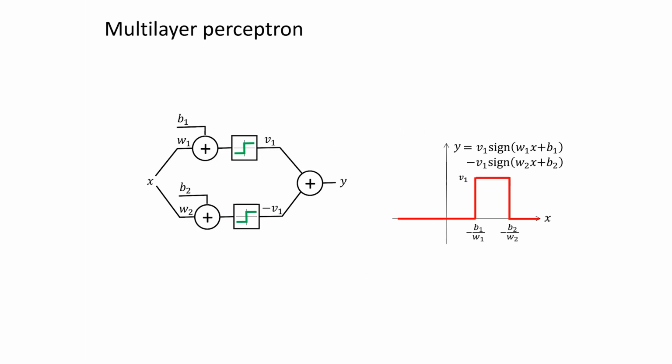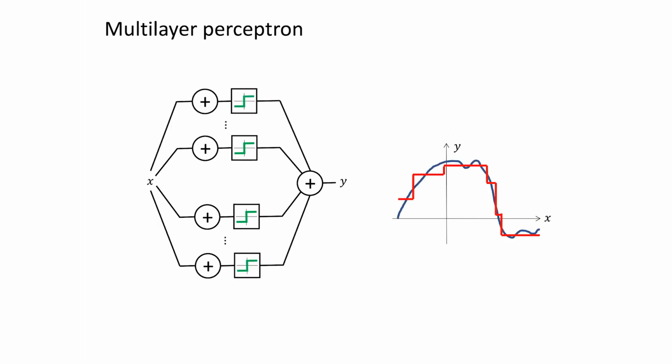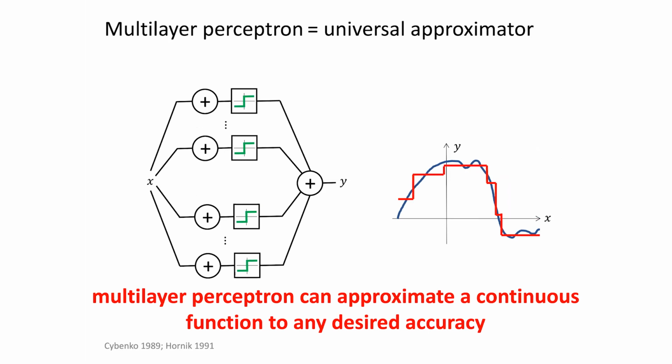And a very simple neural network of this kind is capable of representing a step function. Once we have a step function, we can represent any continuous function to any desired degree of accuracy. This is a property that is called universal approximation, and multi-layer perceptrons are extremely powerful in this sense that they can represent any continuous function to any desired accuracy.